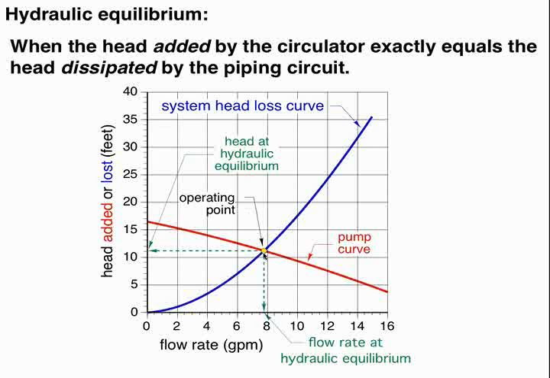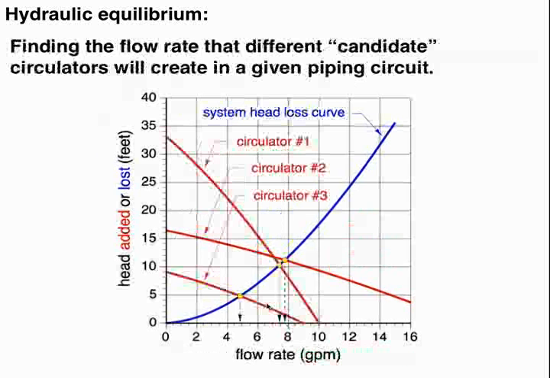You just find the intersection here, which is called the operating point, and you read down to the horizontal axis to read the flow rate. If that flow rate is close to the flow rate you're looking for in your system, then that circulator is what I call a good candidate to be installed there. If that flow rate is maybe more than 10% off from the flow rate you're looking for, maybe you want to look at a different circulator. So the key idea is where the pump curve crosses the circuit head loss curve. That's the operating point, and that's where that system settles out.